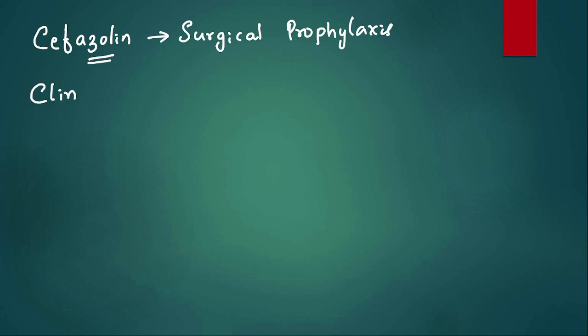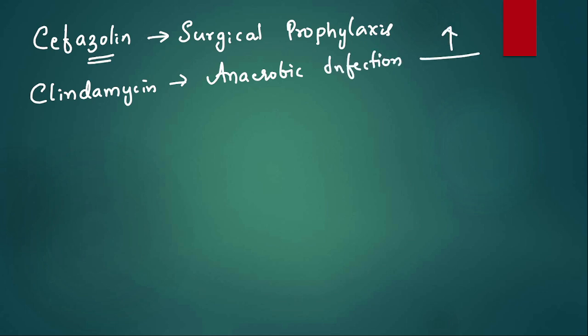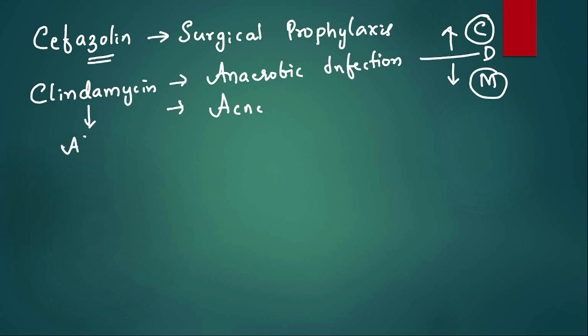Then remember clindamycin. Clindamycin is mainly used for anaerobic infections, particularly above the diaphragm. Suppose this is the diaphragm. For below diaphragmatic infections, we use metronidazole. Above the diaphragm, it is clindamycin. And it is also preferred for acne. Now, one more common adverse effect we see with clindamycin is pseudomembranous colitis caused by Clostridium difficile. Now, can anybody tell me what is the drug of choice for managing pseudomembranous colitis?